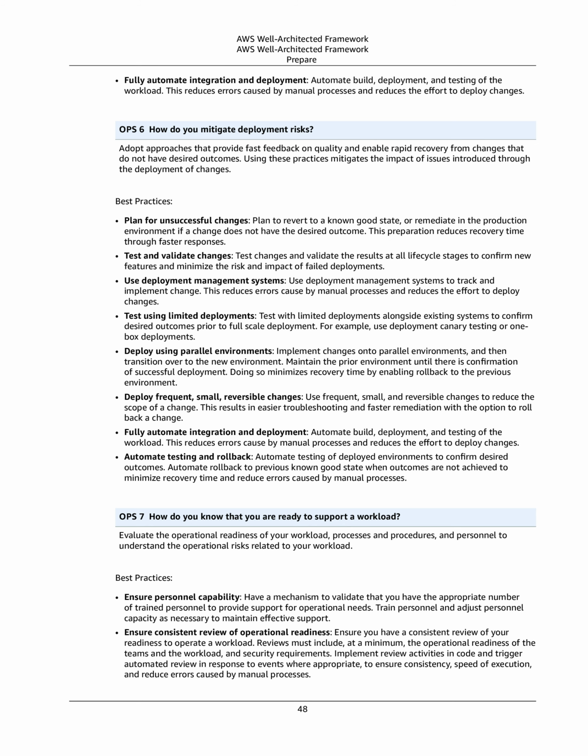Ensure consistent review of operational readiness. Ensure you have a consistent review of your readiness to operate a workload. Reviews must include, at a minimum, the operational readiness of the teams and the workload, and security requirements. Implement review activities in code and trigger automated review and response to events where appropriate, to ensure consistency, speed of execution, and reduce errors caused by manual processes.